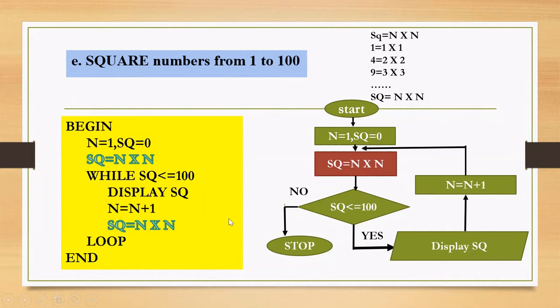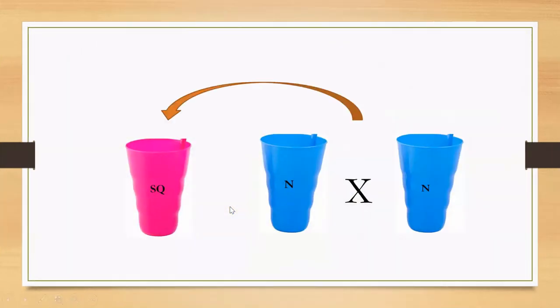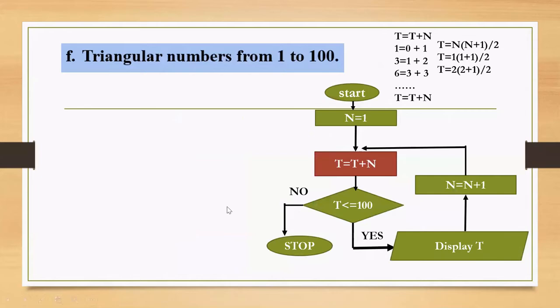So that is very easy. Okay, now we can move to the next. What is that? Triangular numbers from 1 to 100. Unfortunately, I forgot to put the animation.